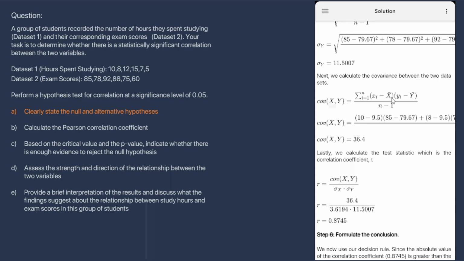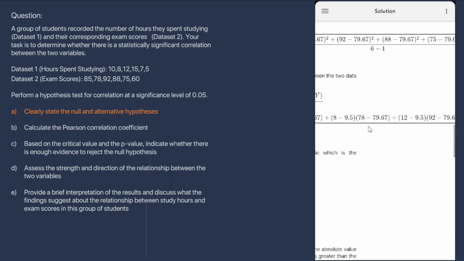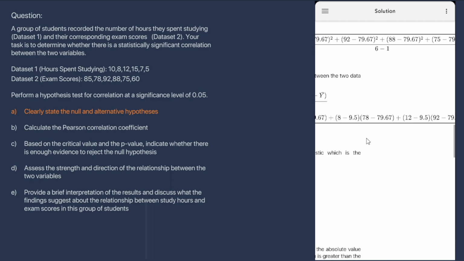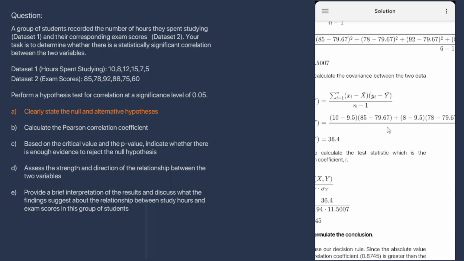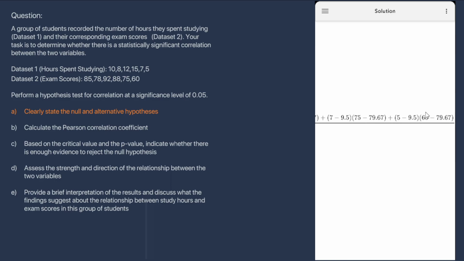To do this, we calculate the deviations from the mean. We do this by subtracting the mean of the dataset from each data point in that dataset. So for each data point in X, we subtract 9.5. So here we have 10, 8, 12, 15, 7, and 5. And then for each data point in Y, we subtract the mean of 79.67. So here we have 85, then 78, then 92, 88, 75, and 60. The products are summed up, resulting in the sum of the product deviations.